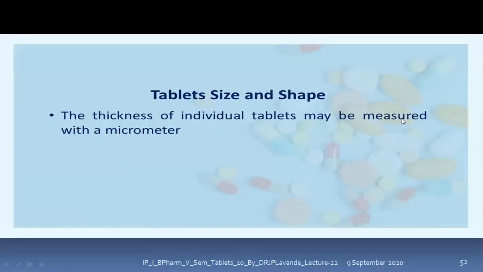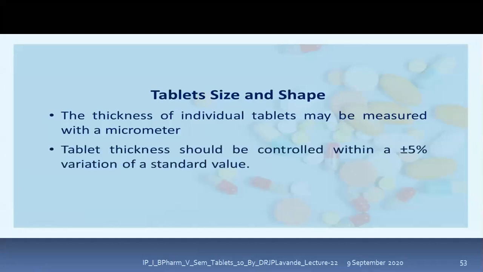The next test, which is unofficial, is the tablet size and shape. Here the thickness of the individual tablet is going to be measured with a micrometer, and the tablet thickness should be controlled within plus or minus 5% variation of the standard value. So if the tablet differs in thickness within the 5% limit, then it will be accepted.